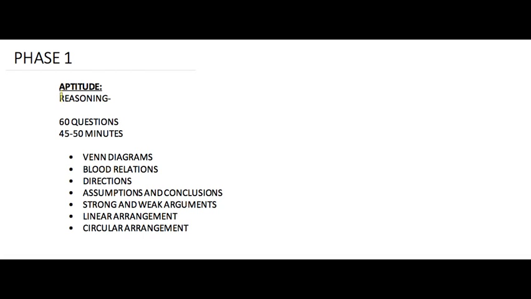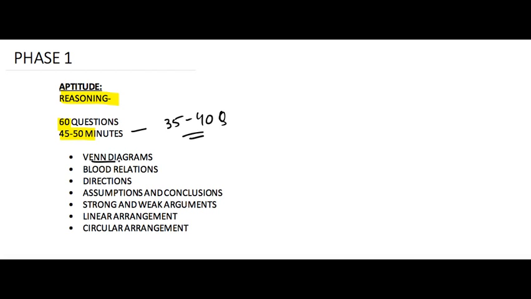In phase 1, the first subsection is reasoning. In reasoning, every year 60 questions are asked, and normally 45 to 50 minutes are allocated to this section. The aim of giving out 45 to 50 minutes is not to complete all 60 questions, but to complete 35 to 40 questions and get maximum marks out of these questions. I will not be discussing all the areas under reasoning. I have picked out only the important ones in order to give as an example.